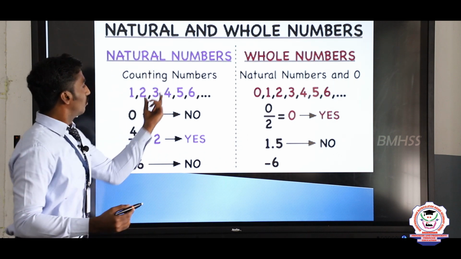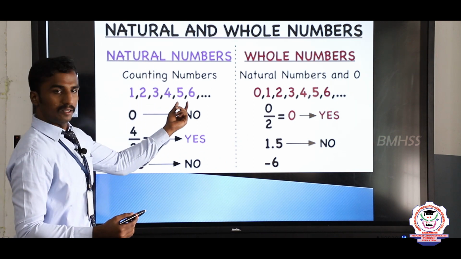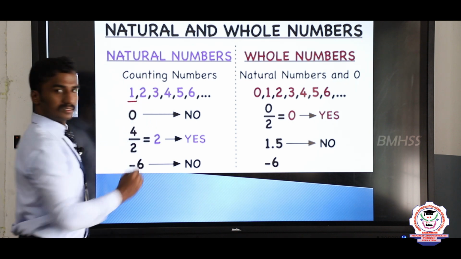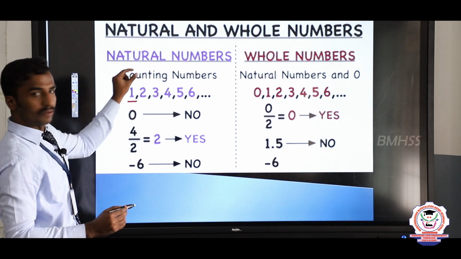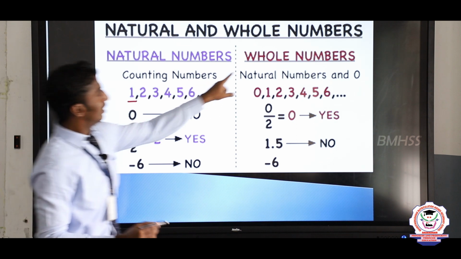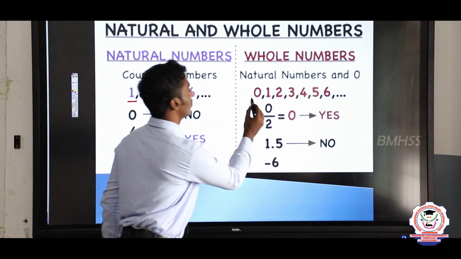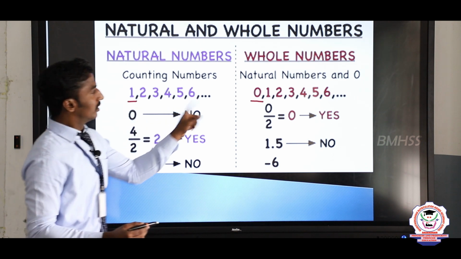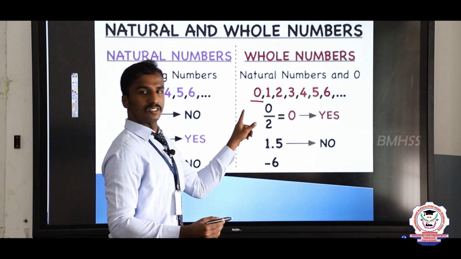Next one, natural numbers means 1, 2, 3, 4, 5, 6. The least value of a natural number is 1. The least value of a whole number is 0.